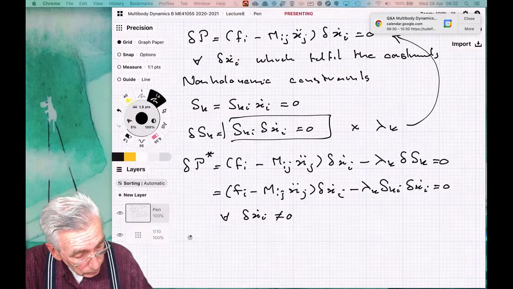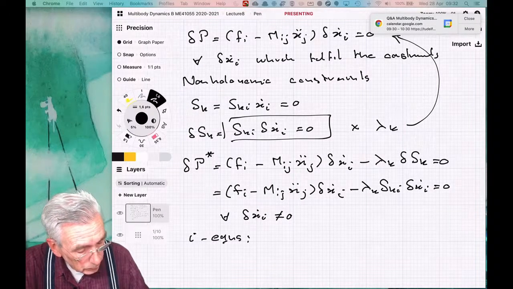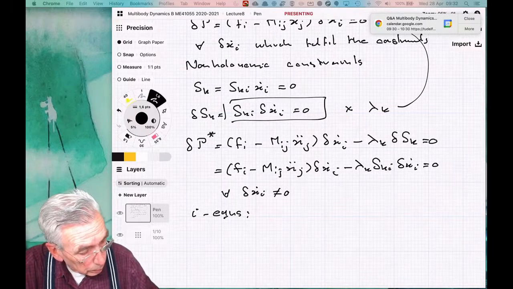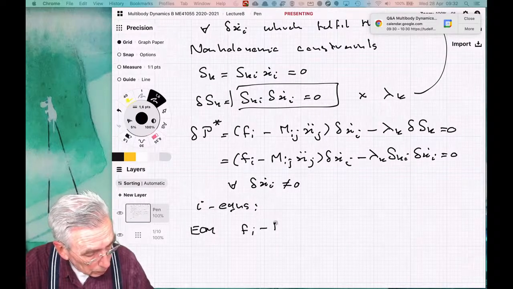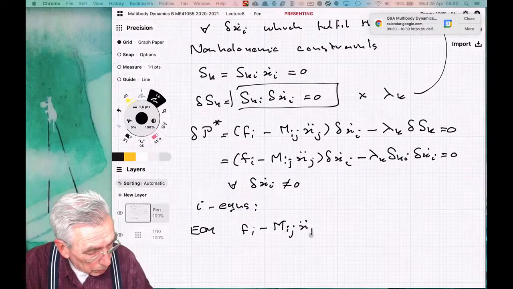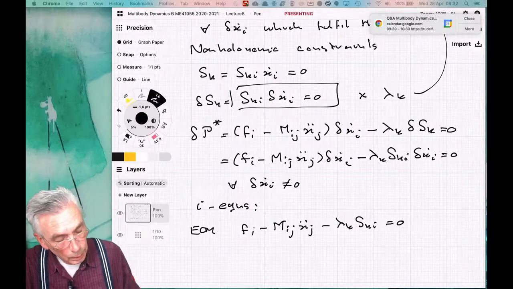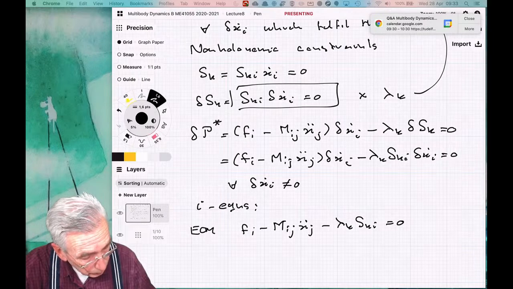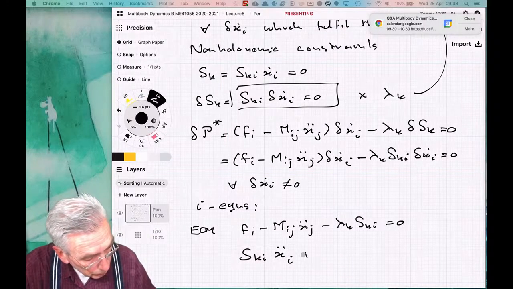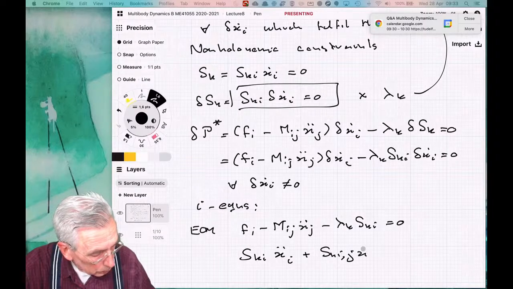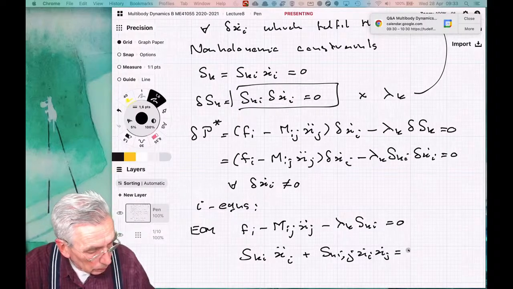And then we get i equations, right? And these i equations are simply our equations of motion: Fi minus Mij x double dot j minus lambda k ψki is 0. And of course we also have our constraint. We have our ψk, which we have to differentiate: ψki x double dot i plus ψk,ij x dot i x dot j is 0.